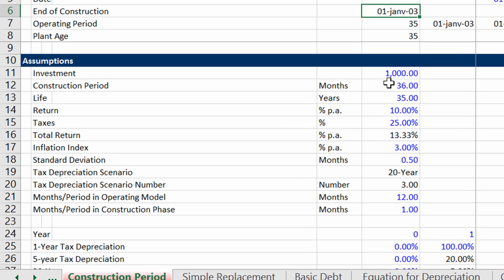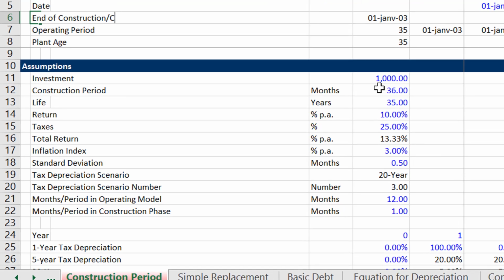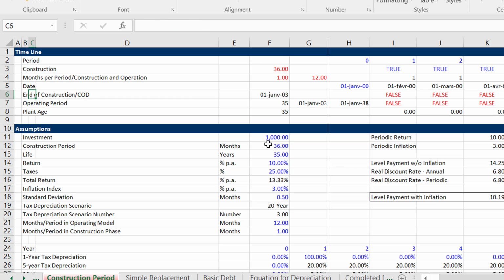So there's our start of construction. And I'm going to put end of construction / COD. So the COD is going to be the E date. I hope that's not too confusing. And then we go and we add 1 because we're still in Shift Control 3. I assume you know that.